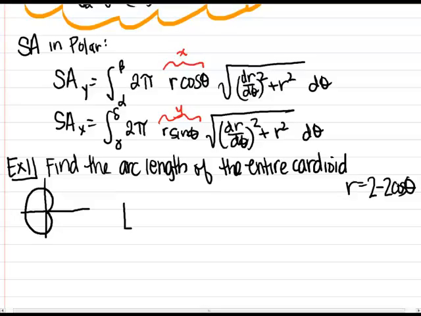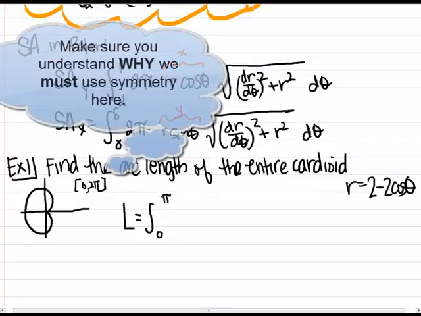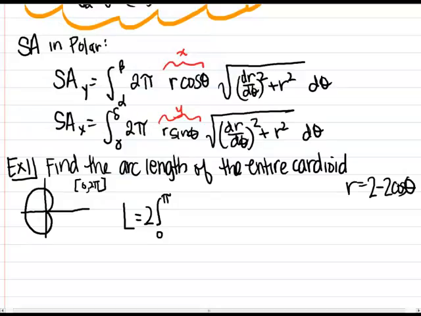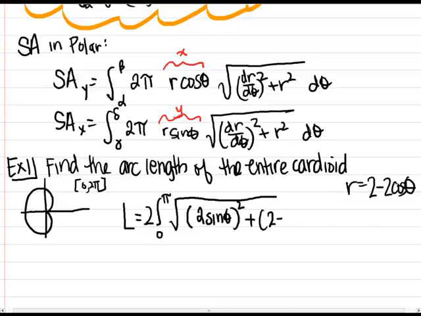Now for arc length, because the theta interval is 2 pi, and this goes from 0 to 2 pi, we cannot plug in our integral to go from 0 to 2 pi, because those start and end at the same place, and they're just going to cancel each other out. So what we have to do here is double the integral from 0 to pi, and then work out our arc length formula. So I need to plug in dr/d theta, which happens to be 2 sine theta, and r squared is (2 minus 2 cosine theta) squared.